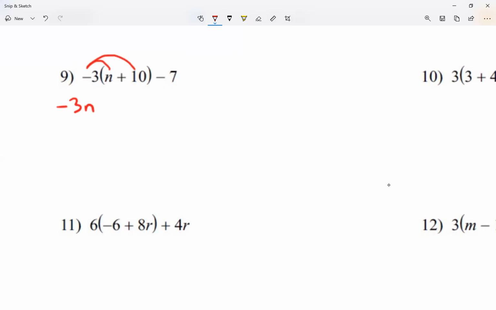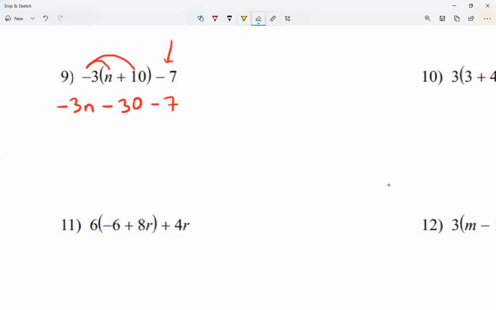Then I also see -3 times 10. That's going to give me -30. Remember, negative times a positive is a negative. Multiplication, when the signs are different, the result is negative. So -30. Now there's a -7 here. That is not quite with the parentheses. That's a little bit separate. So I'm going to call this just a -7.